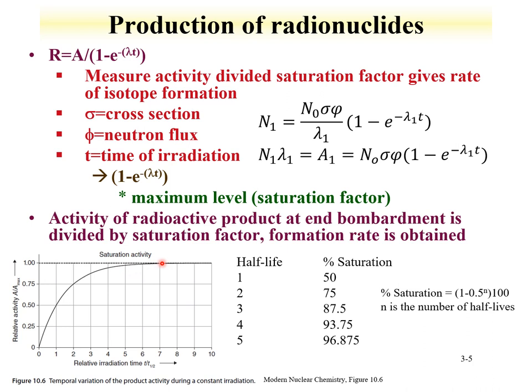From 2 to 7, I'm only gaining 25% more. So one could evaluate that. Is it really worth that extra time to produce a relatively small amount of material? So we have these saturation factors. And as a function of half-life of the product isotope, you can see what sort of percentage of the saturation you're reaching.